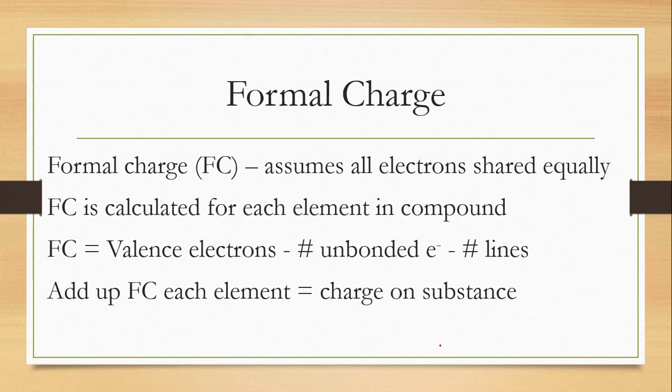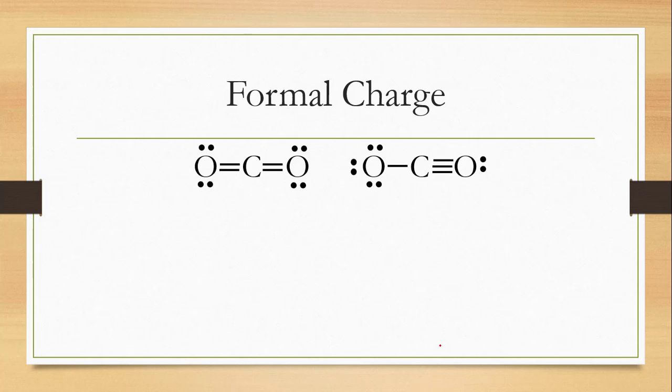As a double check, when you add up the formal charge for each element, you should get the charge on the substance. So for a neutral molecule, when you add up all the formal charges, it should be 0. If it's an ion, it should equal the ionic charge. So let's take a look at our 2 possibilities.